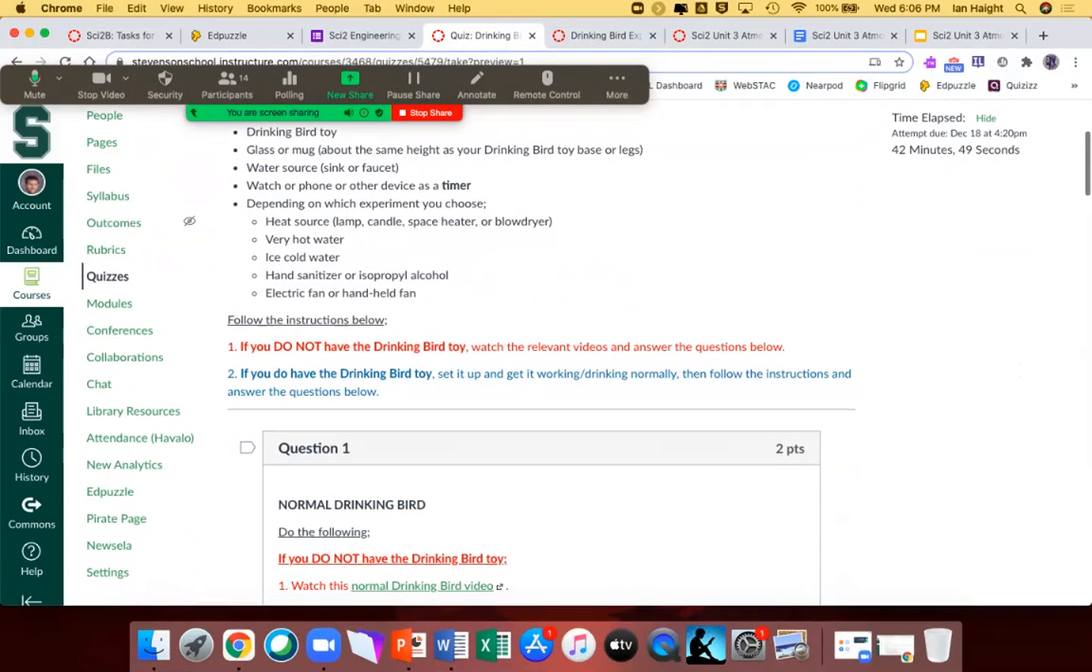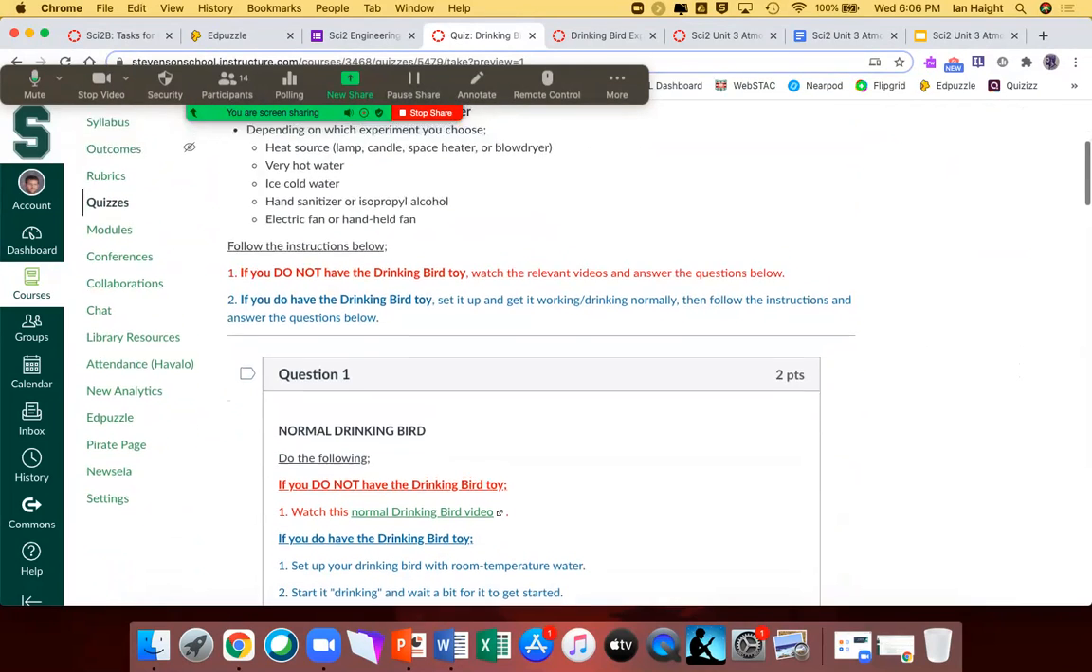And so I've got instructions in 2 different colors for the 2 different situations. If you don't have the drinking bird toy, then follow the instructions in red. I basically created videos that you can refer to. If you do have the drinking bird toy, then follow the instructions in blue.